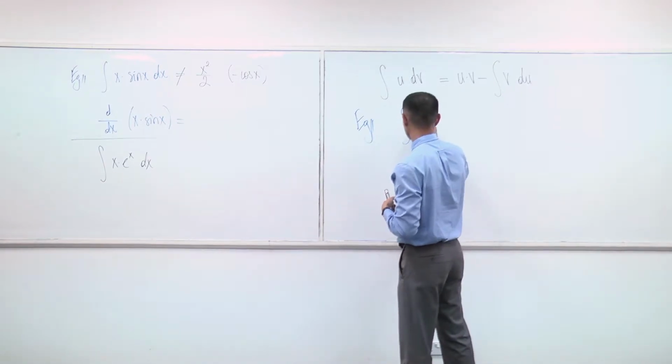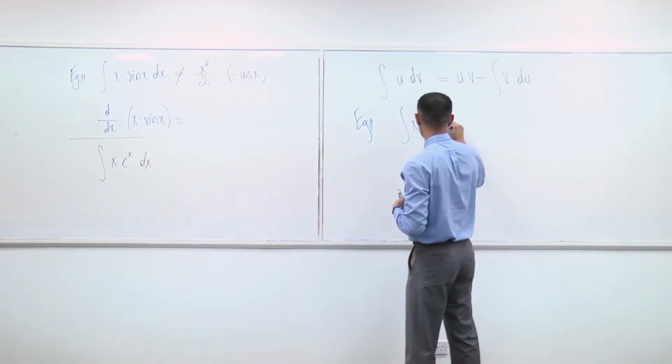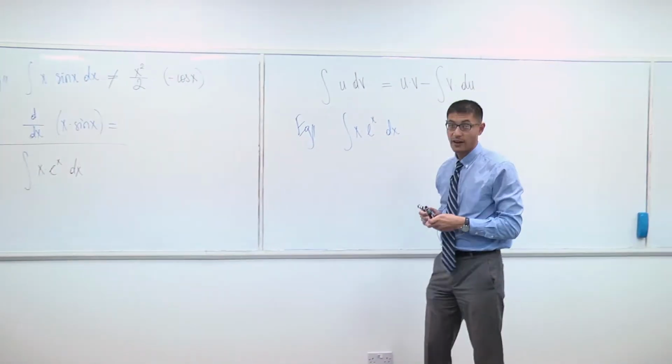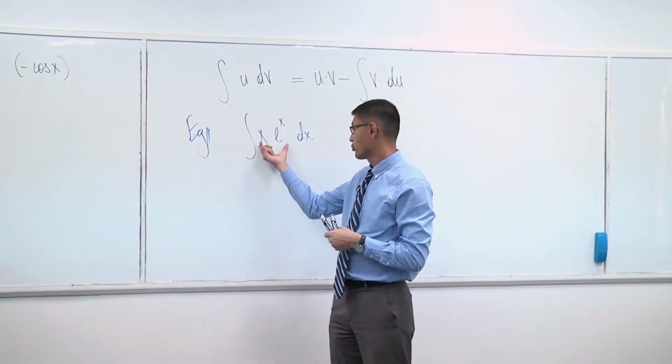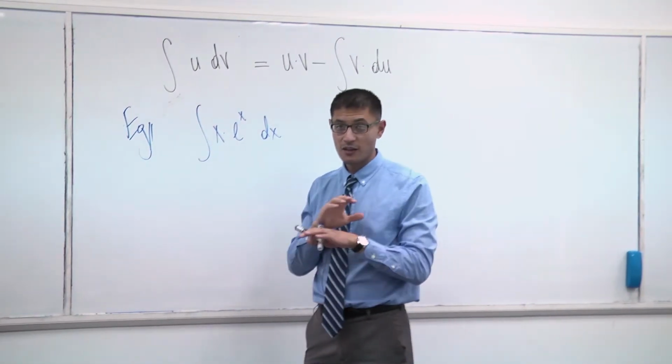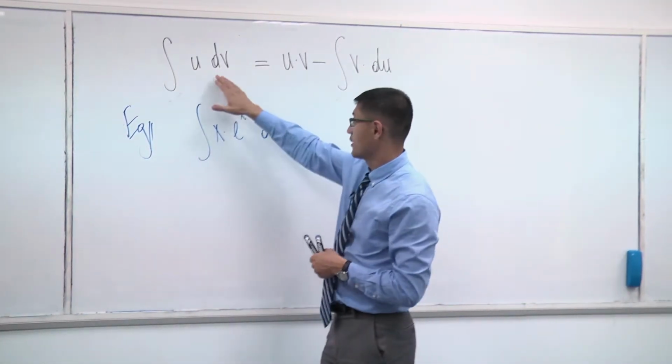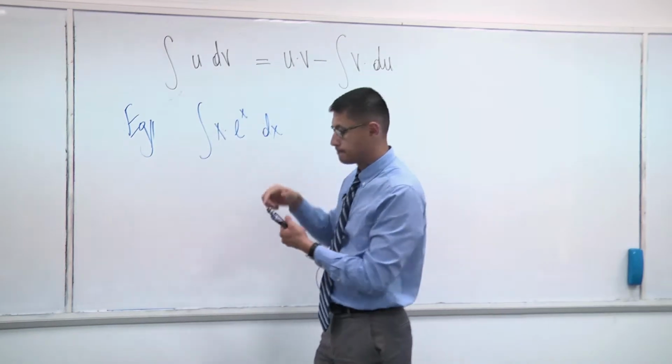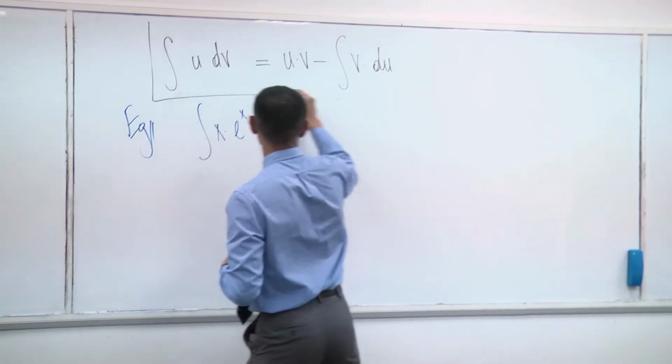Let's say we want to find the antiderivative of x times e to the x. Again, you have a product of two functions, so we have to be very careful. You can try the substitution method, but it's not going to work. So let's try the integration by parts formula. Let me put this formula in the box for you.